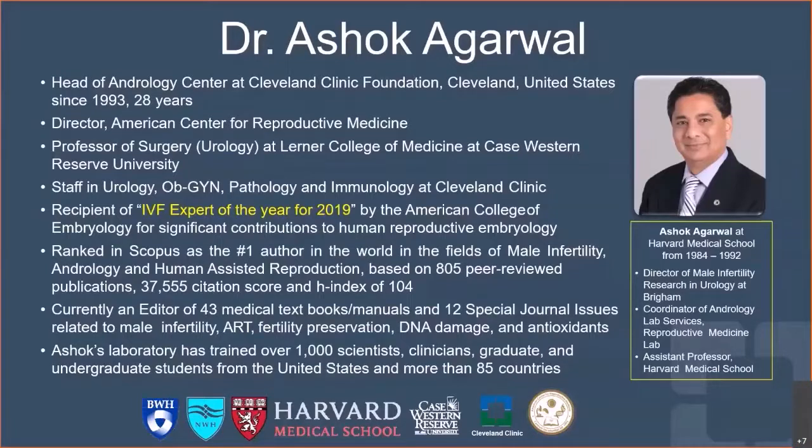And I'm very proud that our team is rated as #1 in the world in the fields of male infertility, andrology, and human-assisted reproduction. This is based on the number of peer-reviewed publications, citation scores of people who are using our articles into their own publications, and an H-index. These together can be searched by anybody in any part of the world using Scopus. We have a large number of books in the area of human reproduction, and many more books are going to be coming in.